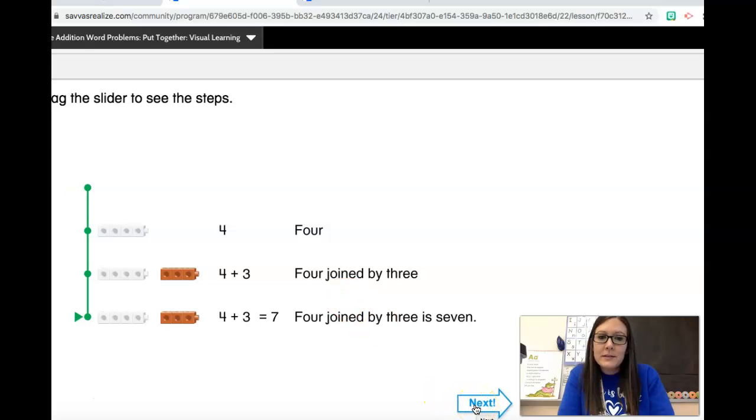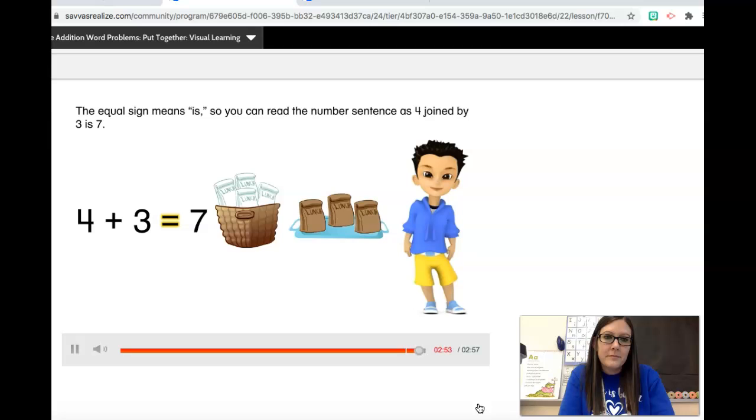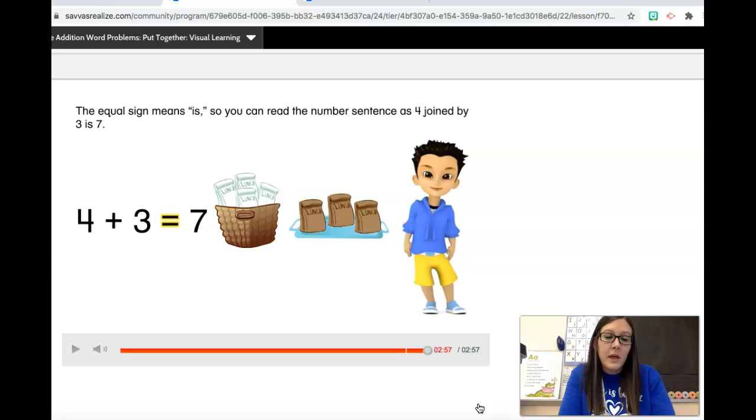Remember, her question was, what does the equal sign stand for? What does the equal sign mean? The equal sign means is, so you can read the number sentence as 4 joined by 3 is 7. We can also read this as 4 plus 3 equals 7. We can even say 4 and 3 is 7. There are lots of ways to read that number sentence.